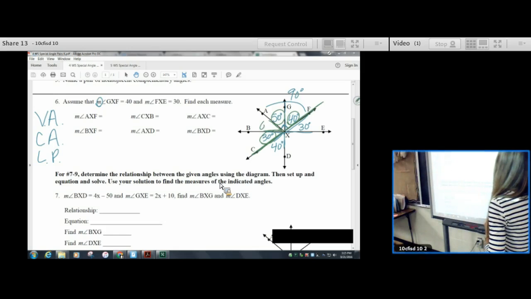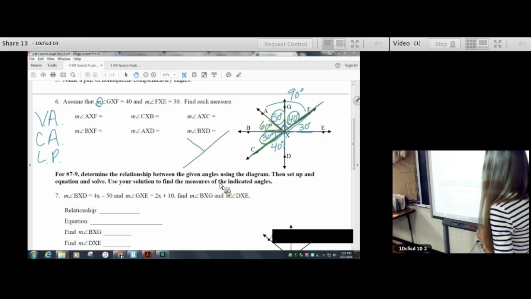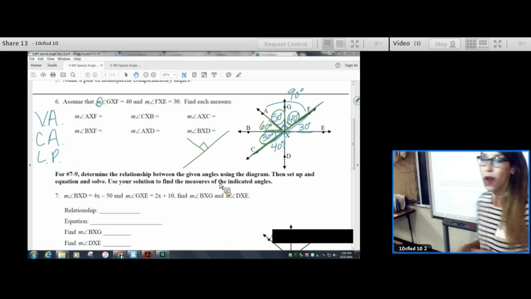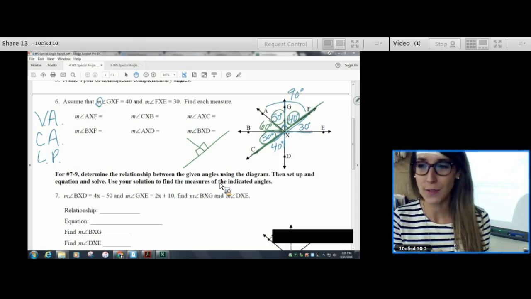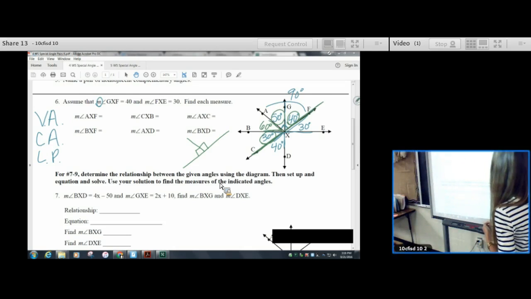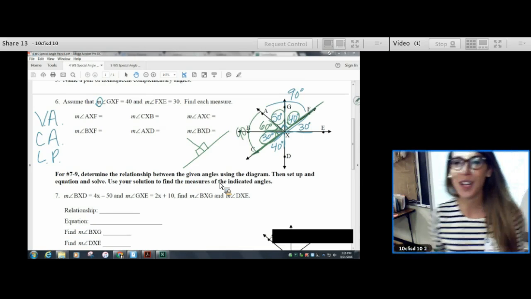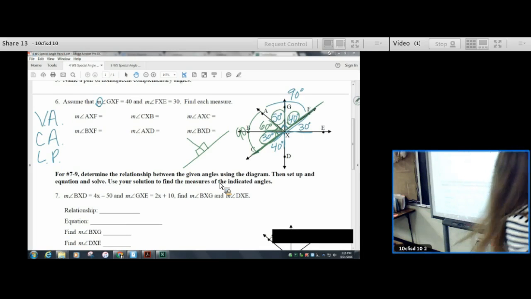Another way you could have solved that is, in a line like this, if I know this angle is 90, then this angle must also be 90, because 180 take away 90 gives you 90 left over. So I could have concluded that this was 90, and then 90 minus 30 and gotten 60 that way as well. I think I found all the angles we needed there.